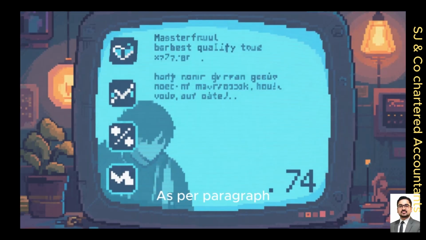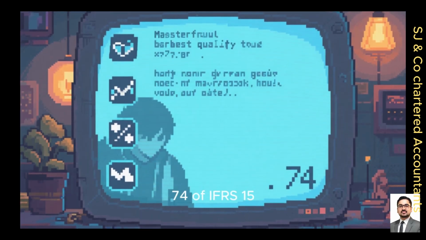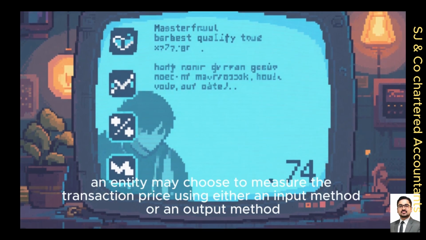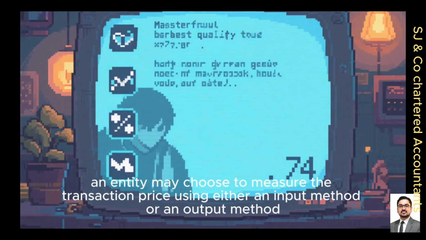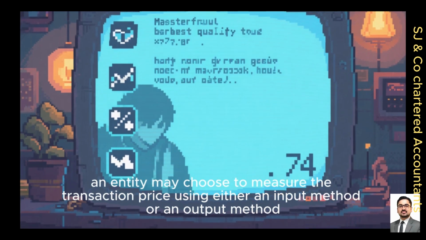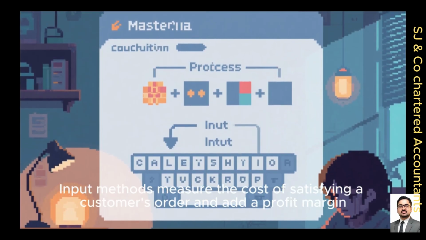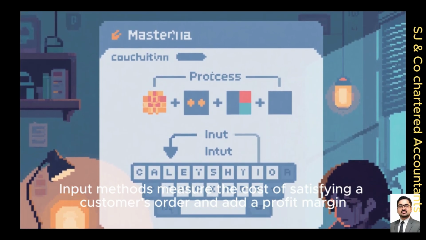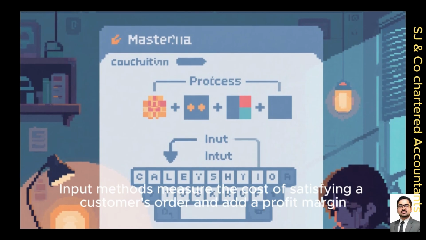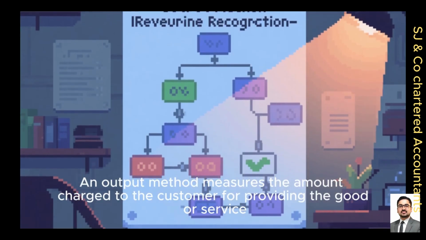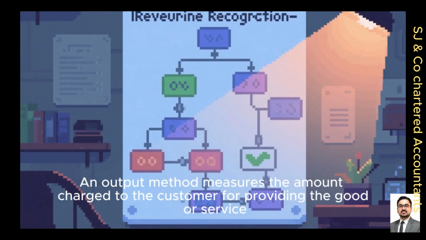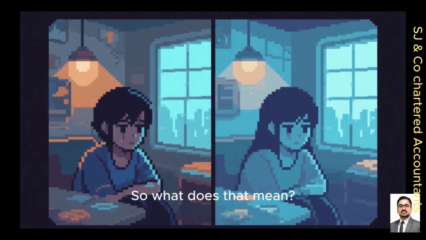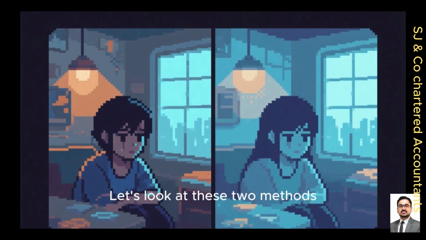As per paragraph 74 of IFRS 15, an entity may choose to measure the transaction price using either an input method or an output method. Input methods measure the cost of satisfying a customer's order and add a profit margin. An output method measures the amount charged to the customer for providing the good or service. So what does that mean? Let's look at these two methods.